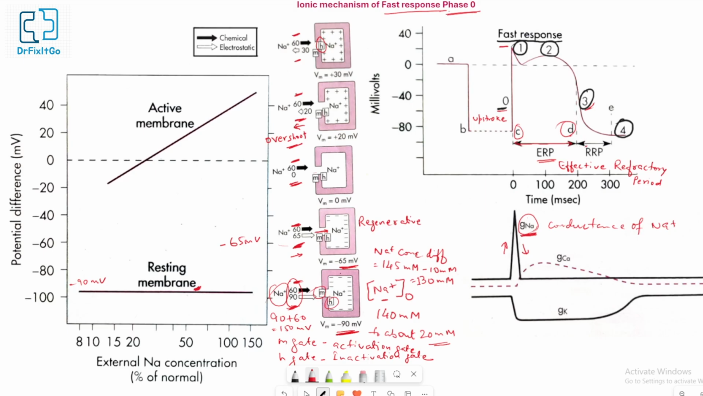About midway through phase 3, at time D, the M and H gates in some of the fast sodium ion channels have resumed their resting state. Such channels are said to have recovered from inactivation. The cell can begin to respond to further excitation. Throughout the remainder of phase 3, the cell completes its recovery from inactivation. By time E, the H gate has reopened and the M gate has reclosed in all the fast sodium ion channels. That is, they have resumed their resting status.